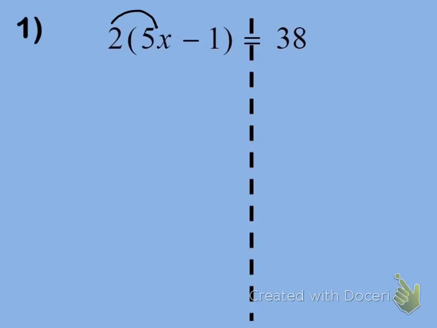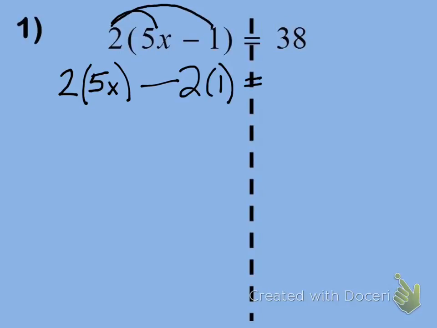Yeah, what's that called? Distribute. I'm distributing the 2, so that's 2 times 5x minus 2 times 1. Now I'm going to write out what I actually would get. That would be 10x minus 2 still equals 38.